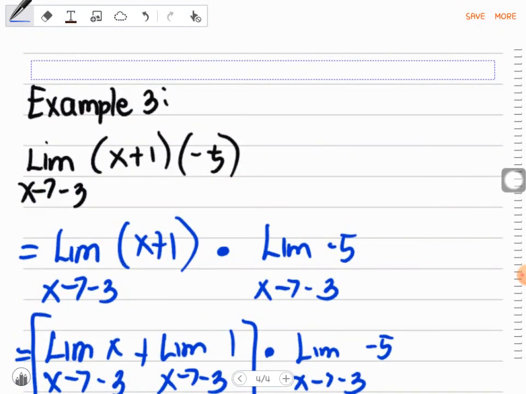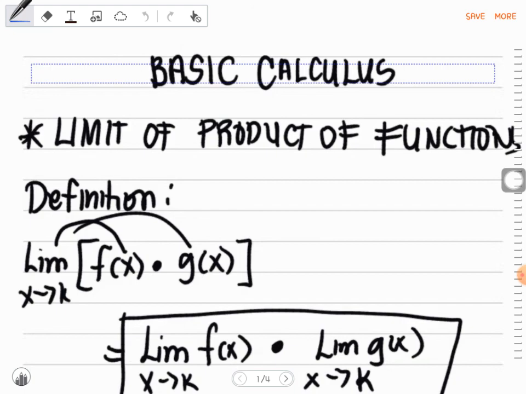Okay? So, that's all about the topic of the limit of product of functions.